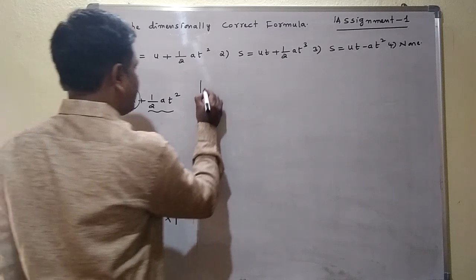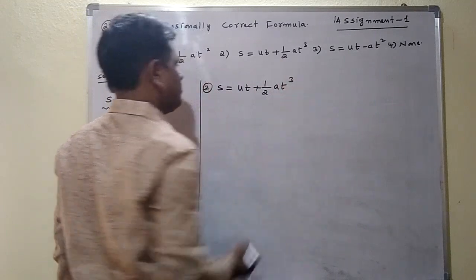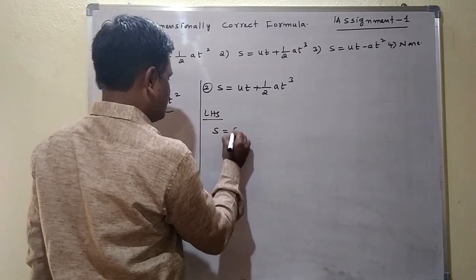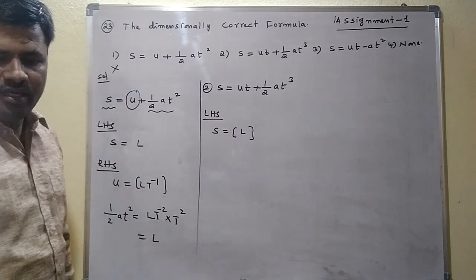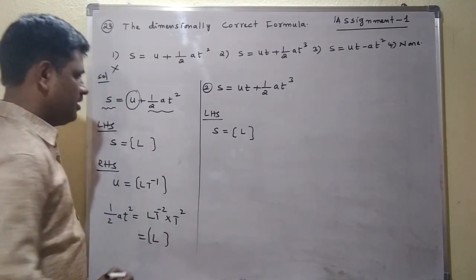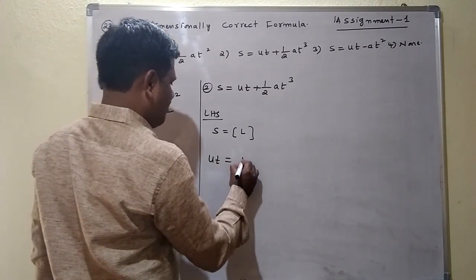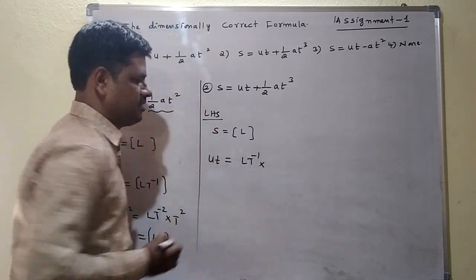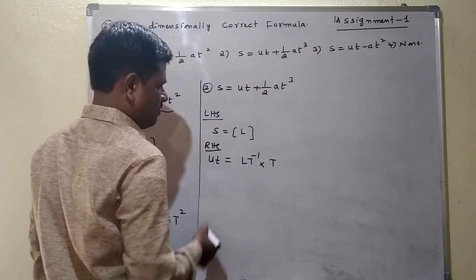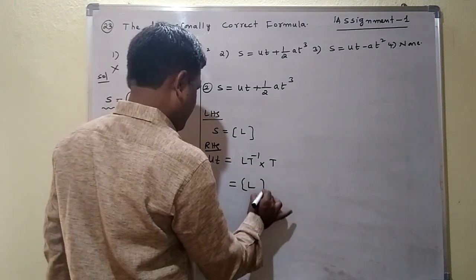First one done. See the second one. S is equal to ut plus of at cube. See that second one. In this second one, LHS: S dimensional formula is L only. We just have to write the dimensional formulas in square brackets. Here ut: u means velocity, dimensional formula L T power of minus 1, into T. This is the first term in the RHS. What we are getting here is L only. ut dimensional formula is L.